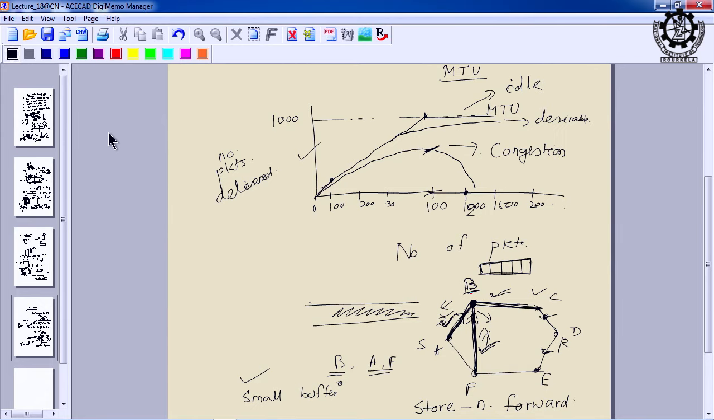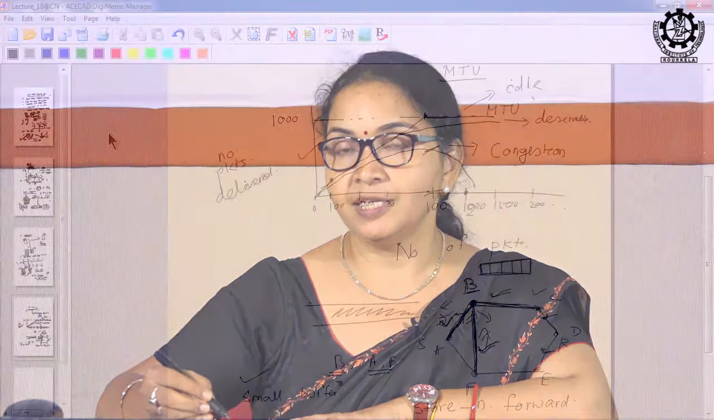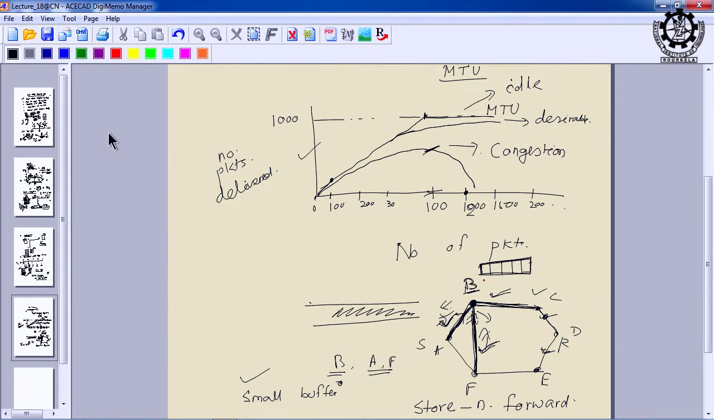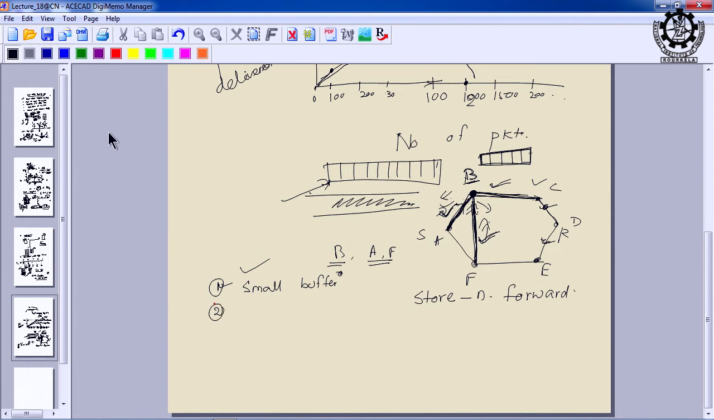The solution is, you increase the buffer size. But again Nagle, one of the researchers, says that if you increase the buffer size, still a problem occurs. Let us say you increase the buffer size to a very high value. You have to find the optimum of that. What will happen? Whatever packets come to B, they will be buffered here. Earlier you had a small buffer, now you have sufficient buffer size, but your processor at B is slow.